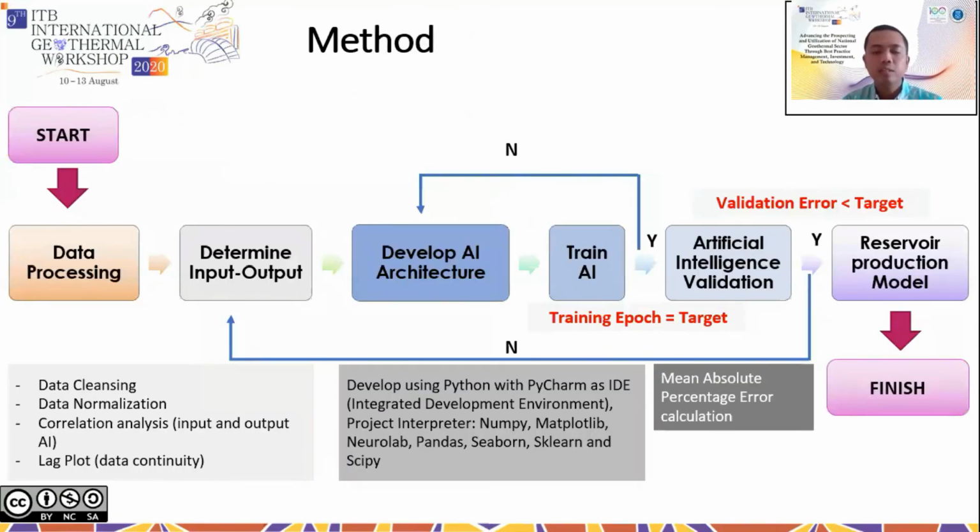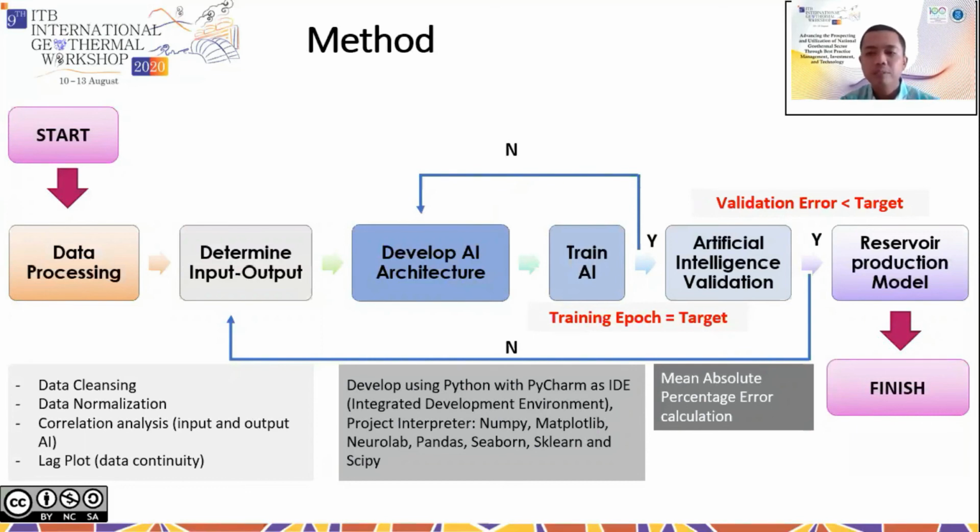The brief methodology of the study, in general, consists of 3 parts. The first is data preparation, which consists of data processing and determining input and output. Data processing consists of data cleansing, data normalization, correlation analysis, and lag plot analysis to show the continuity of data. And then we build the artificial intelligence architecture using Python with PyCharm as the IDE, integrated development environment, supported by project interpreters such as NumPy, Matplotlib, Neurolab, Pandas, Seaborn, Scikit-learn, and SciPy.